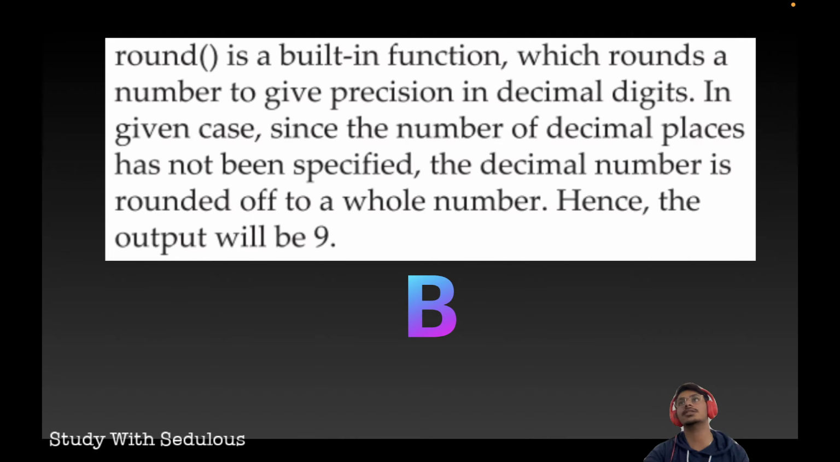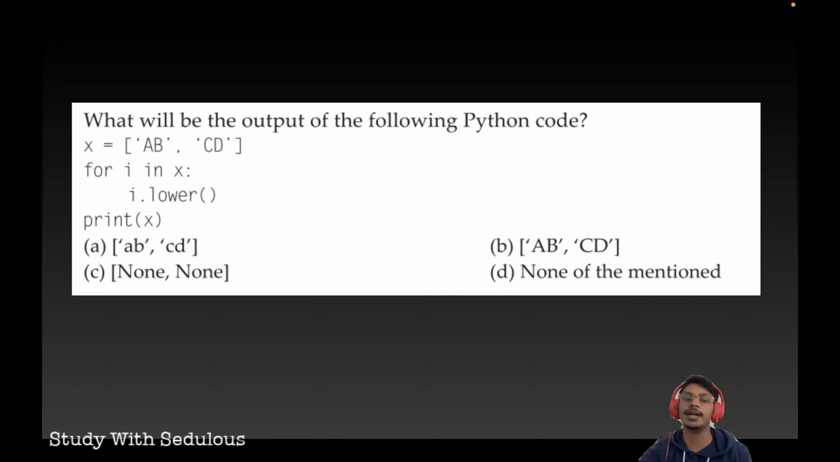What will be the output of the following Python code? X is equal to A, B, C, D, with A, B and C, D being two different elements of a list. For I in X, I dot lower, print X, I dot lower. But we have lowered it, then what? I dot lower, we will lower A, B and C, D. But we are not storing it anywhere, right? We haven't defined anything to store X. So we'll just print out the last value itself, A, B and C, D itself.